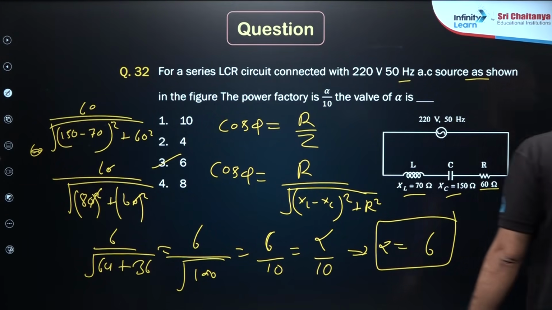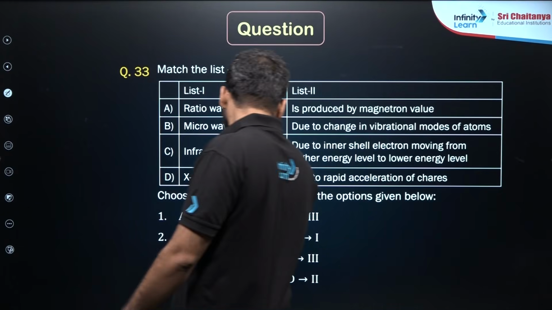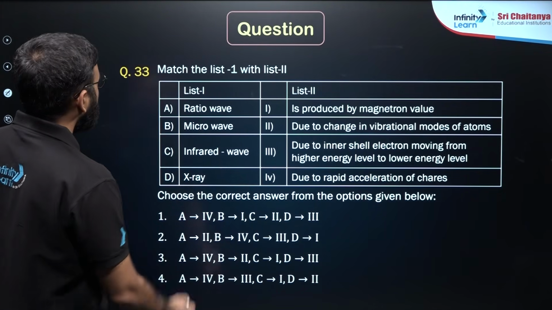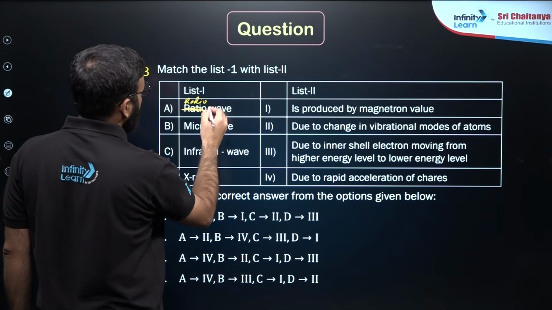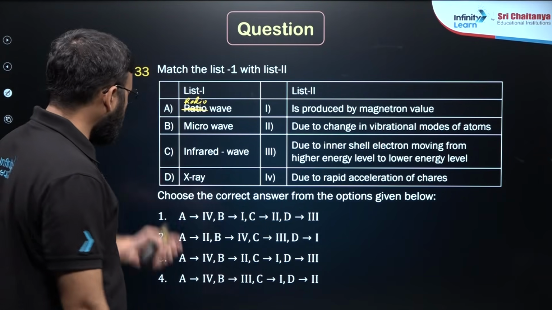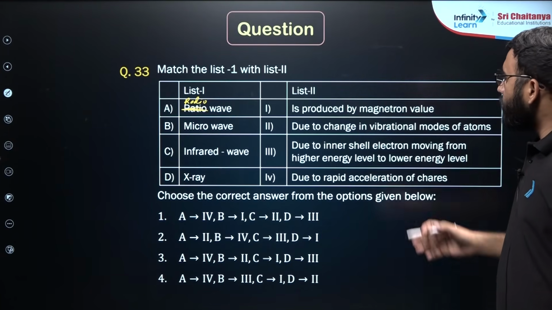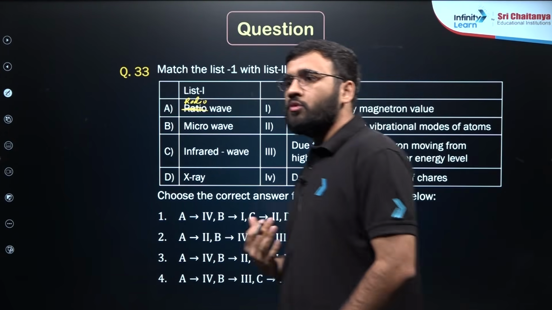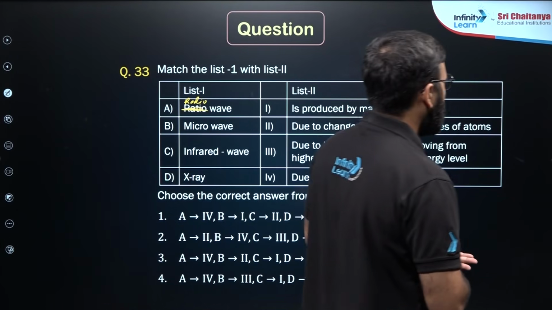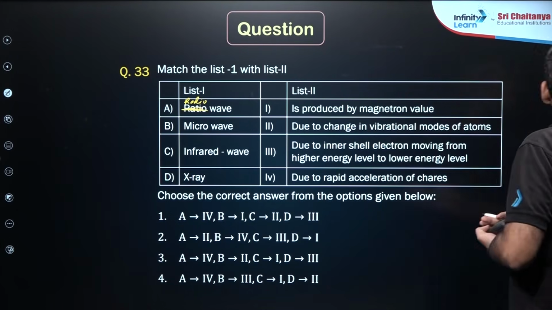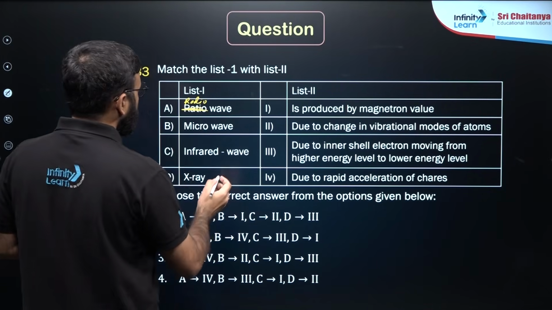Okay, next one is my 33. So beta, this is about radio wave, microwave, infrared and X-ray wave. These are the methods by which we can produce the radio wave, microwave, infrared and X-ray wave. The first one is the radio wave, due to accelerated charge. The first one matches with fourth.